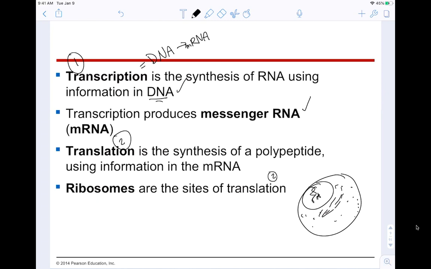So transcription, DNA, we're going to copy the code onto mRNA. And this, of course, happens inside of the nucleus because that's where the DNA is housed, right? And then step number 2, translation, occurs at a ribosome. And we're going to take that mRNA, we're going to add a few other guys, but we're going to turn that into a polypeptide, also called a protein. So those are your 2 steps. That's the overall thing for protein synthesis here.